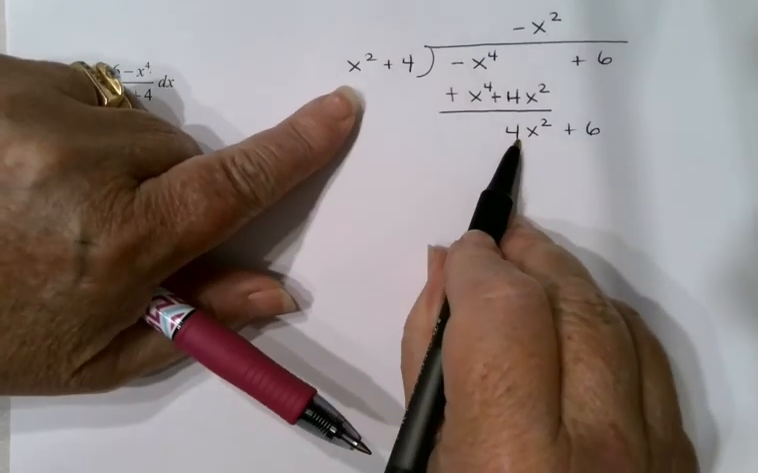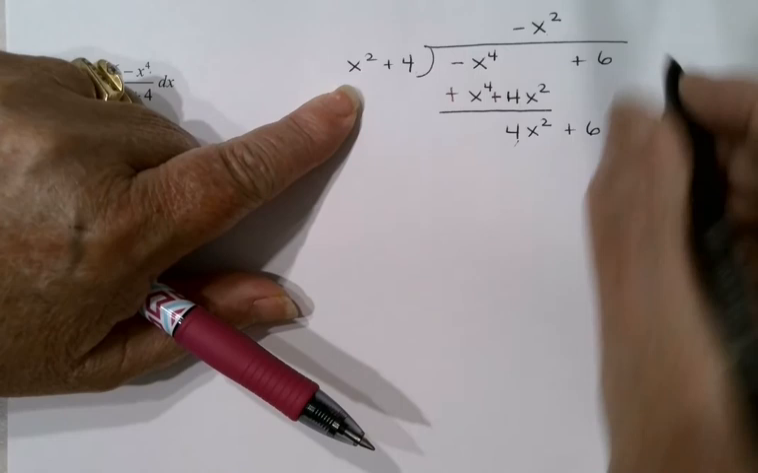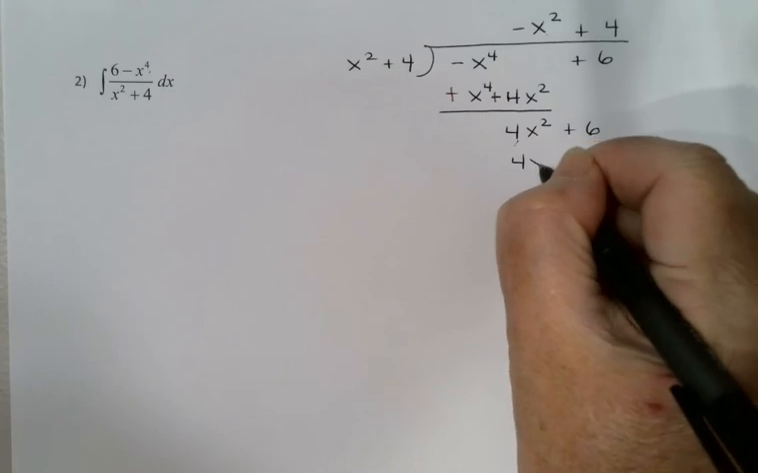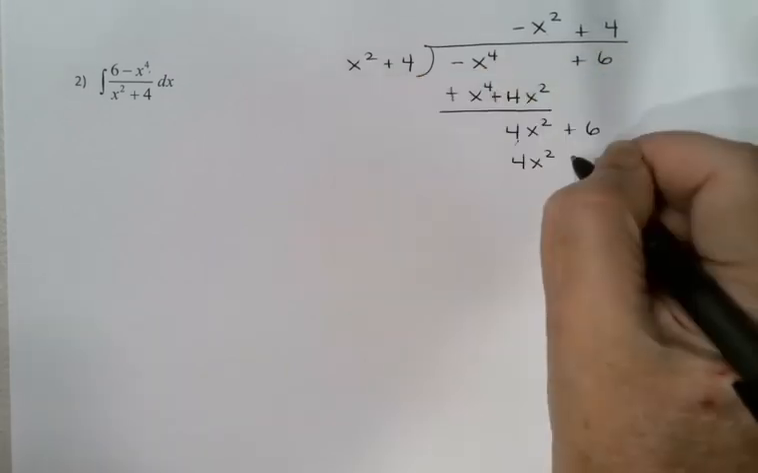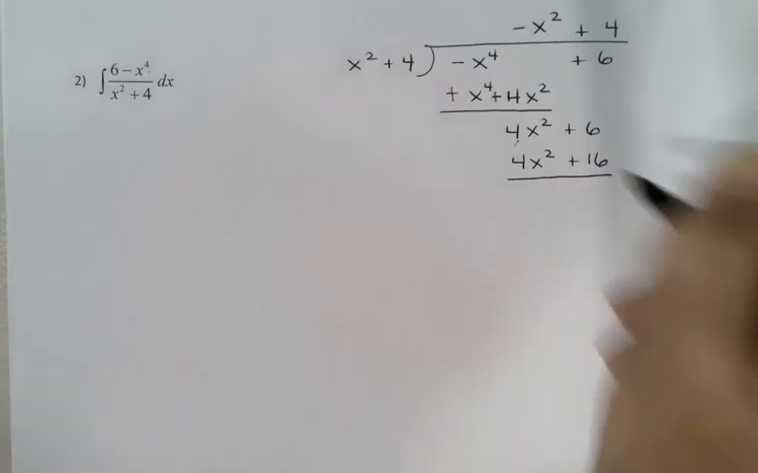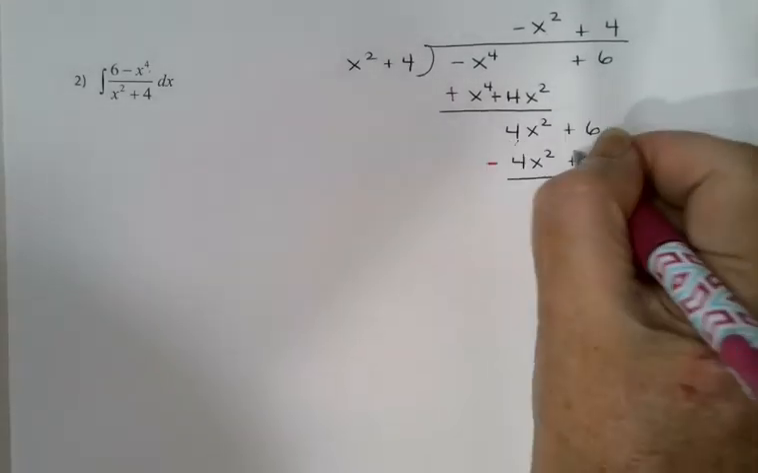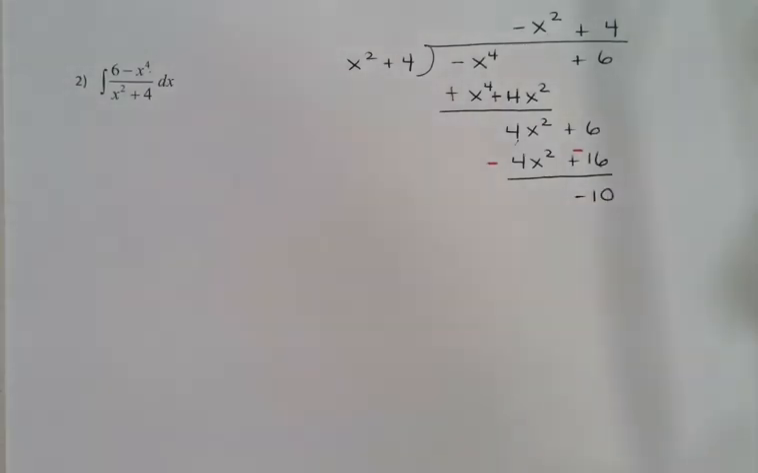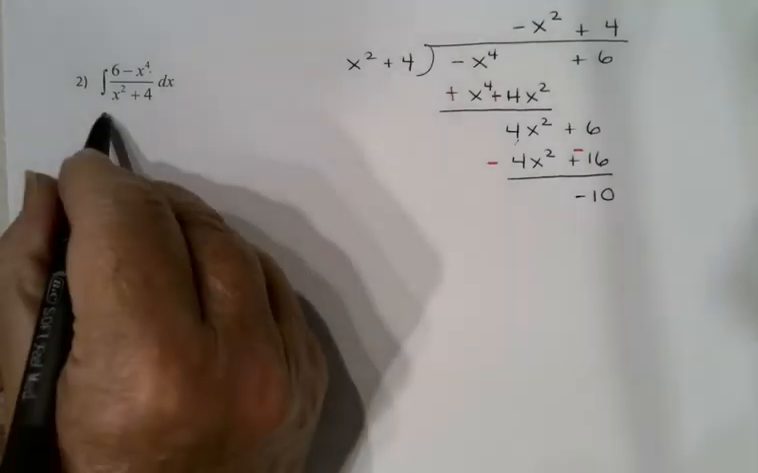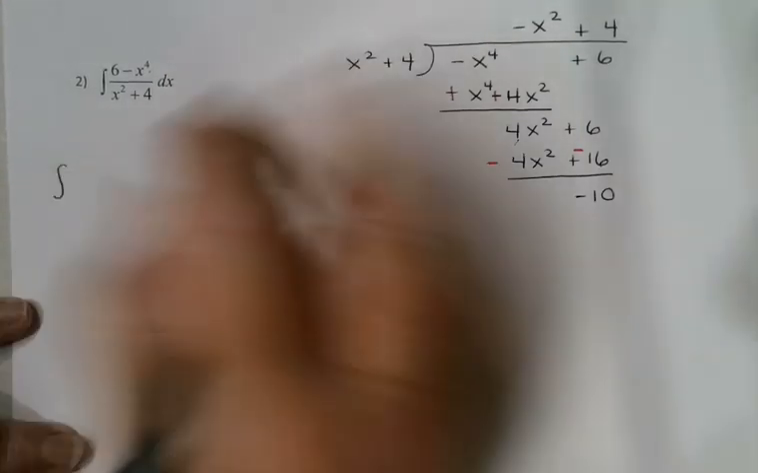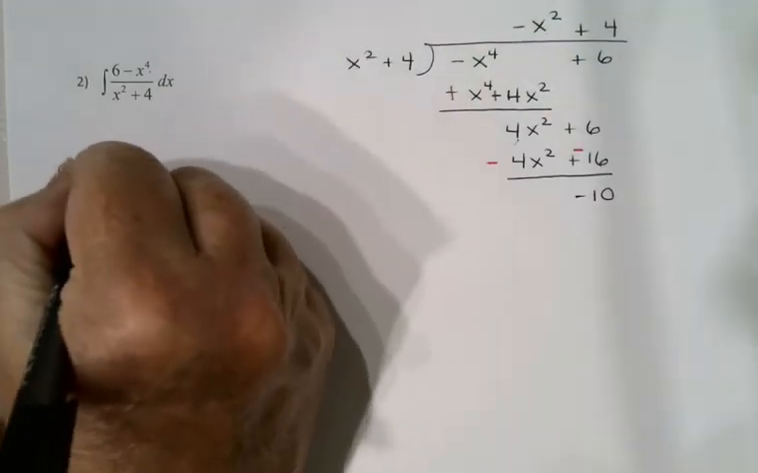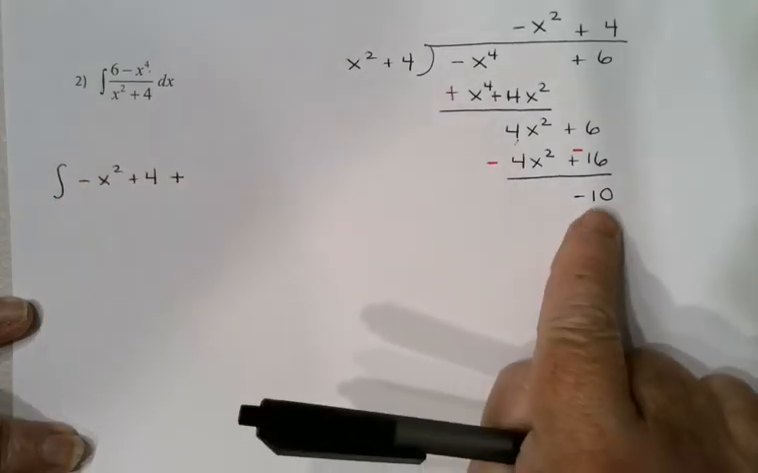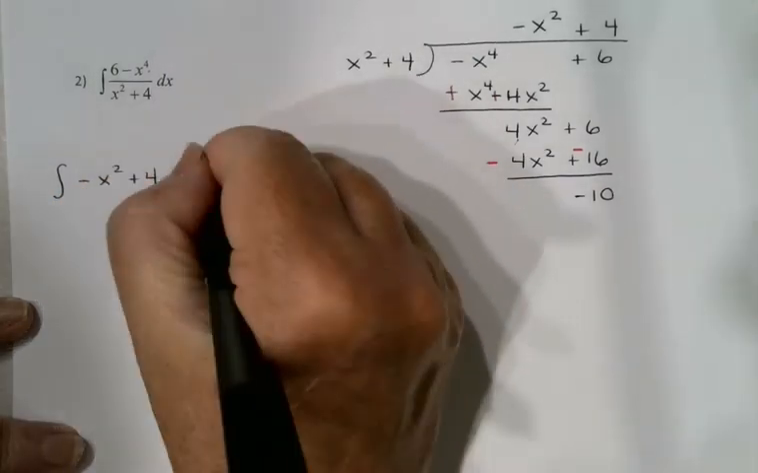Divide again. 4x squared divided by x squared would be positive 4. And then multiplying, 4x squared plus 16. And I'll subtract those, giving me a remainder of negative 10. So I'm going to go ahead and rewrite my integral as the quotient minus x squared plus 4 plus the remainder, negative 10 over x squared plus 4.